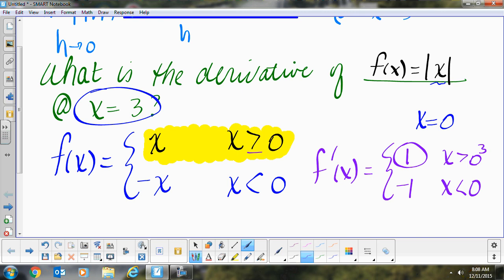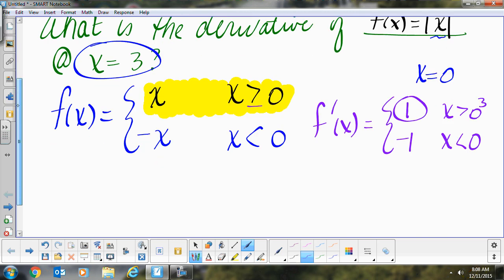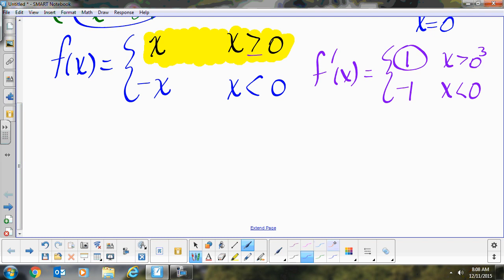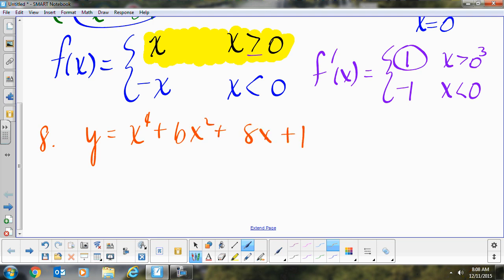All right, did you need help on 8? I'm thinking yes. Do you want to see 8 or not? Okay. So we have a function y equals x to the 4th plus bx squared plus 8x plus 1, and they're telling us that there's a horizontal tangent. Let's stop right here. What does that mean if you have a horizontal tangent?